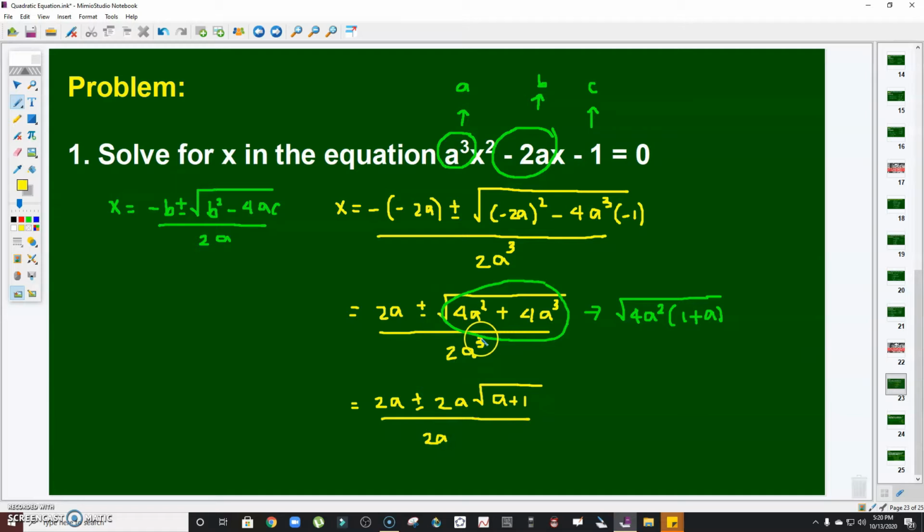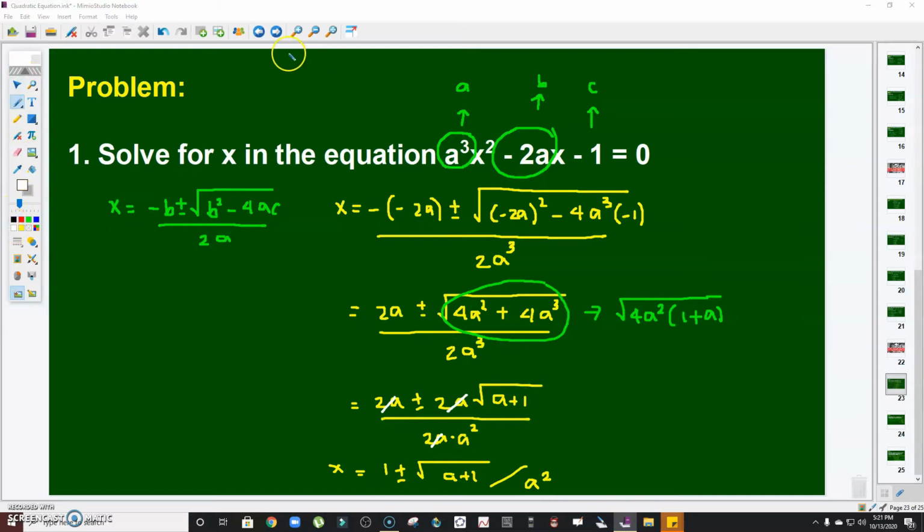But I'm going to split a cubed in such a way that it becomes a times a squared, so that I can now cancel the 2a. See that? There you go. Therefore, what will be left here, our final answer, is that the value of x here is 1 plus minus square root of a plus 1 all over a squared. See that? That's it.